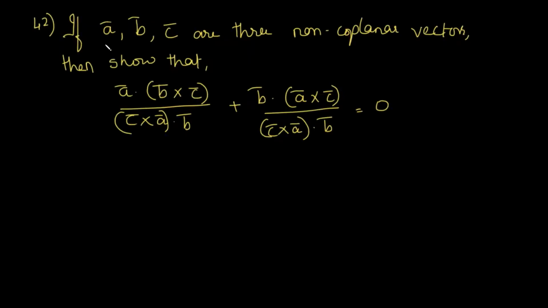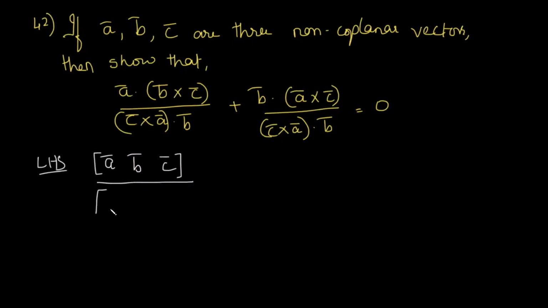The 42nd sum: if A, B, C are three non-coplanar vectors, then show that A dot B cross C upon C cross A dot B plus B dot A cross C upon C cross A dot B is equal to 0. It is actually really easy to prove. So we take the LHS, and A dot B cross C, the box product, is A, B, C, isn't it? It can be written this way.